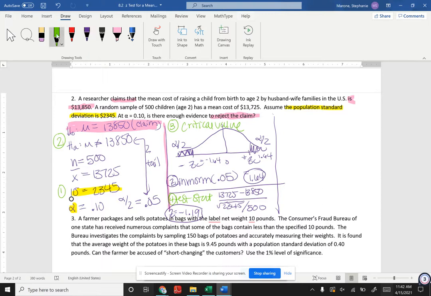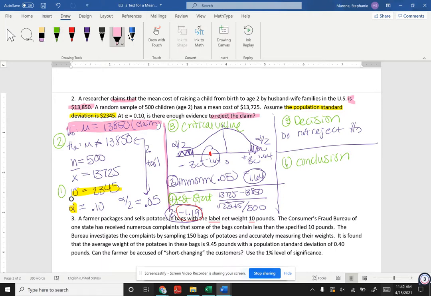Then you see where that falls. This negative 1.19 again is in here. It's in the not shaded region. So our decision is only either reject or do not reject the null hypothesis. Since it's in the non-rejection region, you do not reject the null hypothesis. Again, since it's in the not shaded region, we do not reject the null hypothesis.